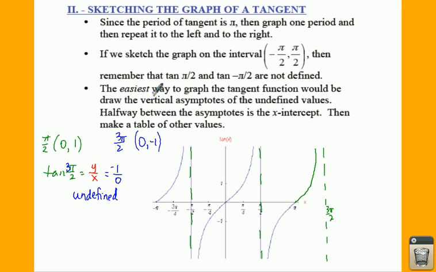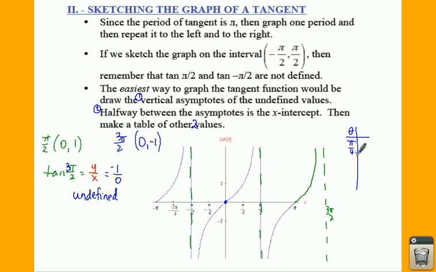Easiest way to do this is to graph your vertical asymptotes first. Draw those first. Second thing you want to do is find your x-intercept halfway between, and then you can make a table for your other values. I'm really going to require 2 other values. Basically, if you draw in your asymptotes at negative pi over 2 and pi over 2, you find your center. Halfway between 0 and pi over 2 would be pi over 4. So you're going to make a table of values, and one of your values for theta is going to be pi over 4.